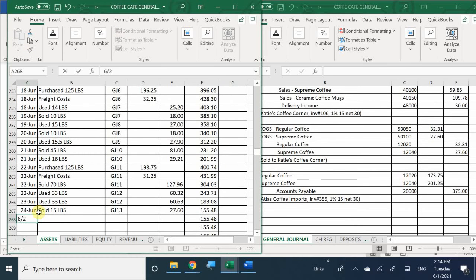6/24. Purchased 125 pounds. General 13. $201.25. Total would be $356.73. Good.